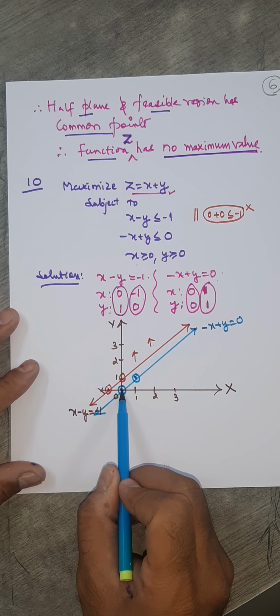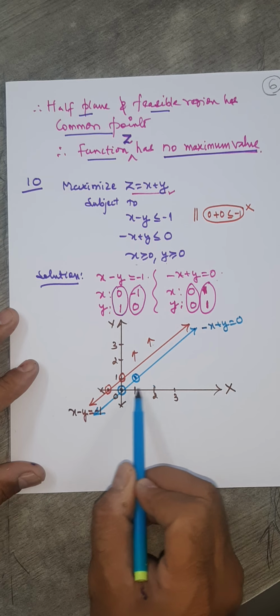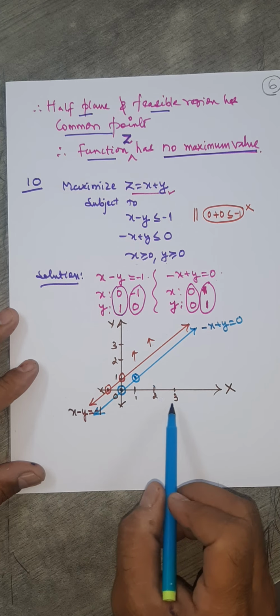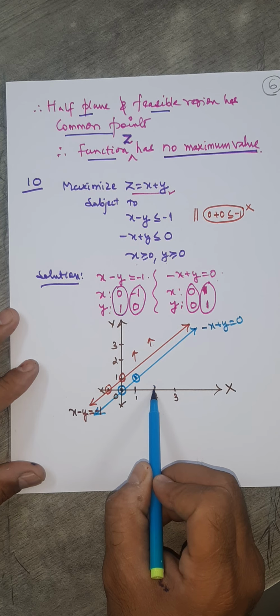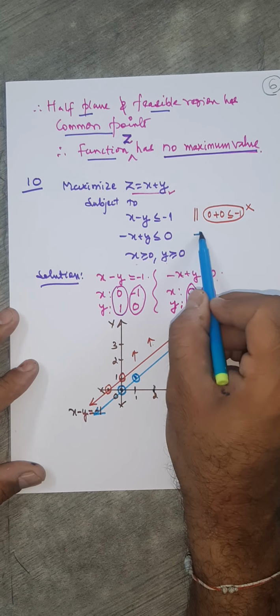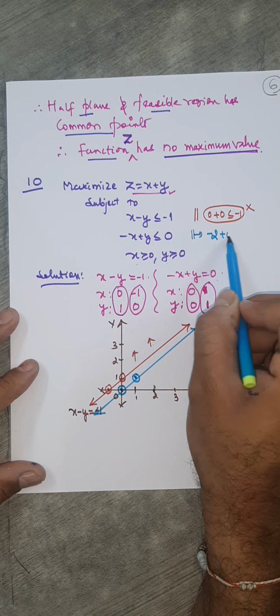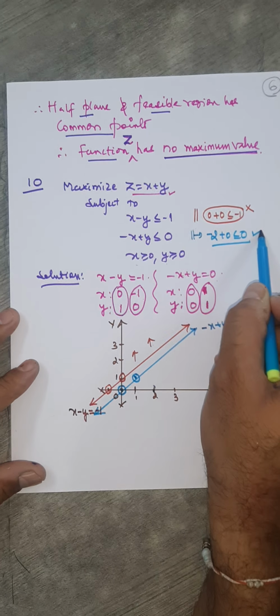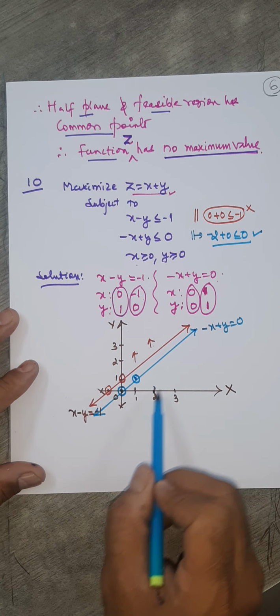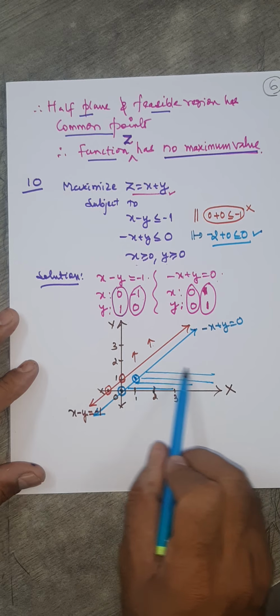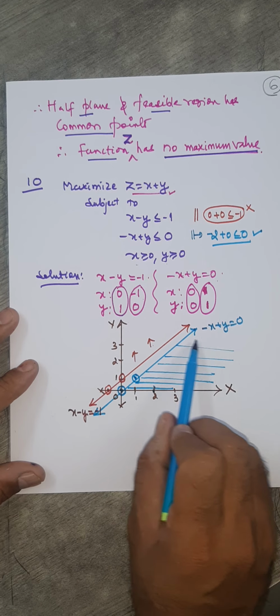Now here you cannot check for the origin. So I'll take this point. You can take this point, or this point. Any point you can take from the region. Suppose I have taken (2, 0) here. I'm putting (2, 0): x is 2, y is 0. Is this less than or equal to 0? Yes. So this is the required region because (2, 0) satisfies this. So here the required region is this side.